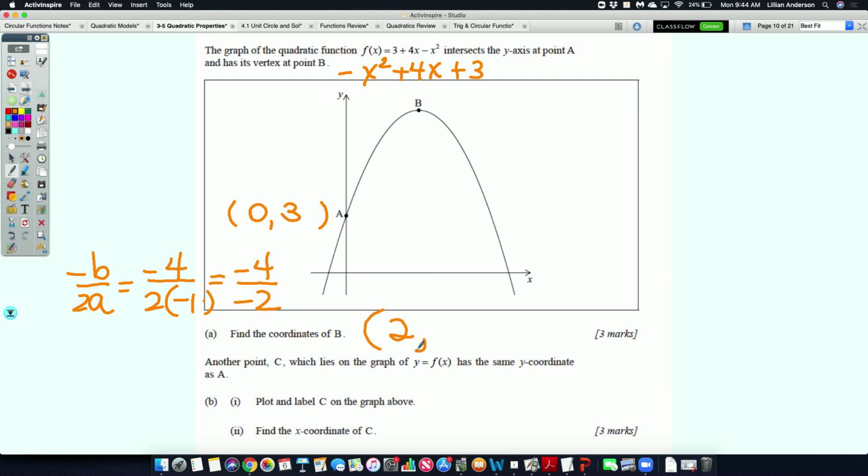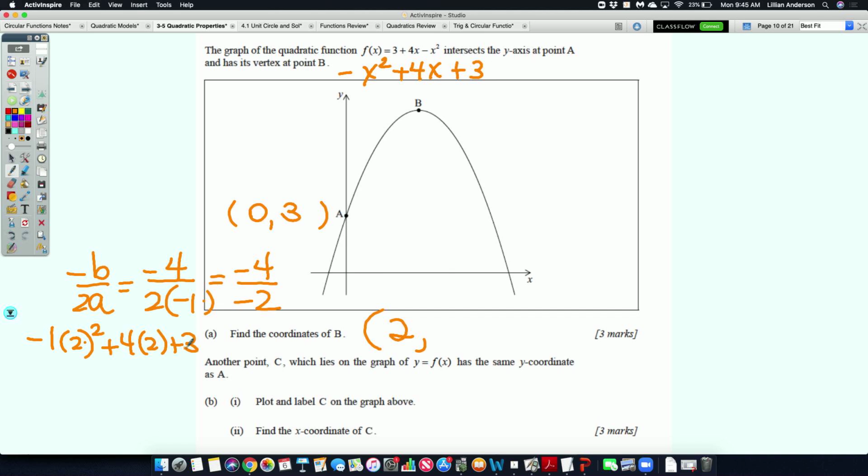Plug it in. Now, please be careful. X is 2. X is being squared and then is being negated. Okay? A is a negative 1. X is 2, and that's being squared. You see the difference? I'm not squaring negative 2. I'm squaring 2 and then making it negative. Okay? So be careful.